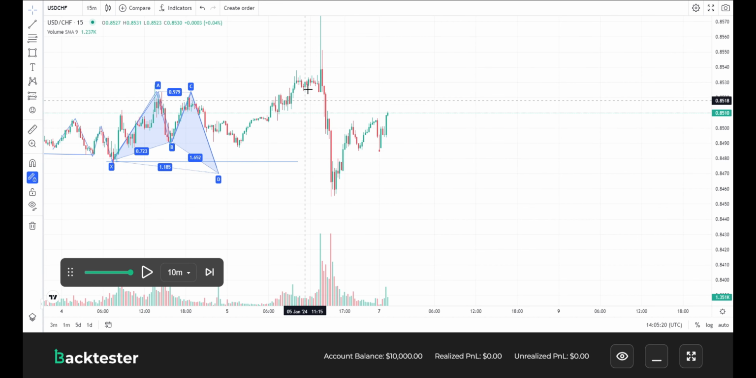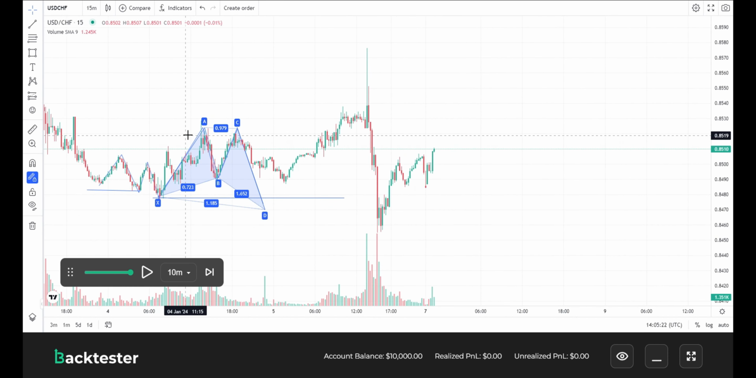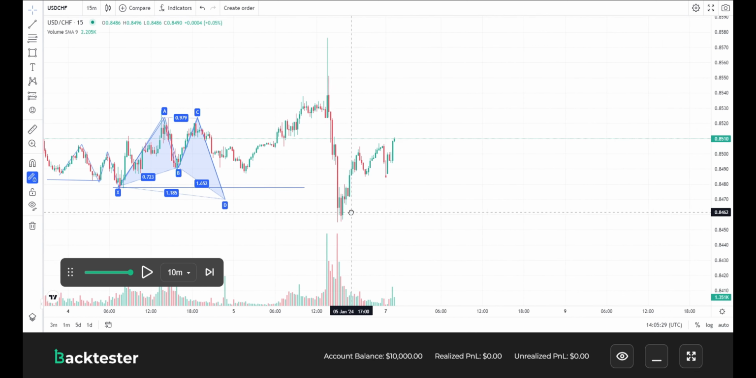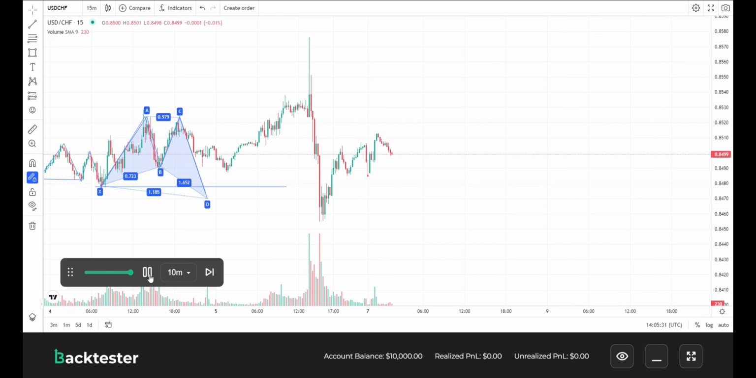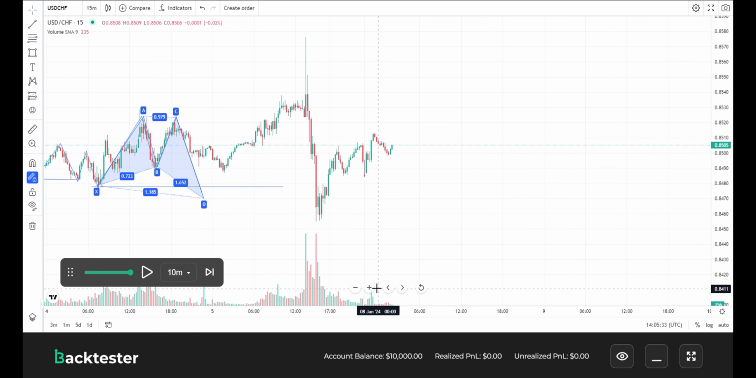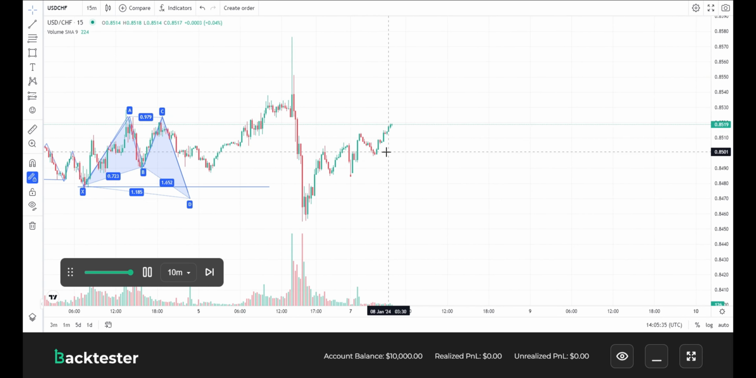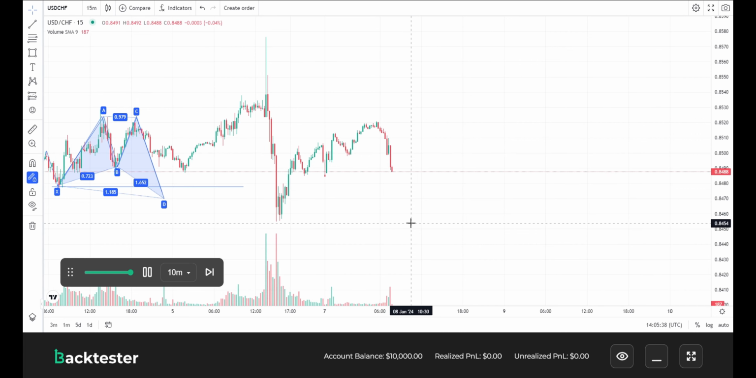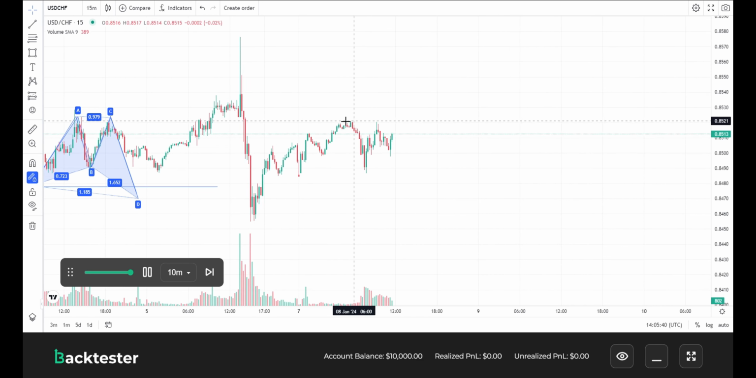Okay, it looks like it worked. Very interesting. So the price first broke A and C, taking out the liquidity, then reversed, creating our M pattern and continued going up. Now it seems like it's creating a bearish divergence and we may see a continuation down right from about here.